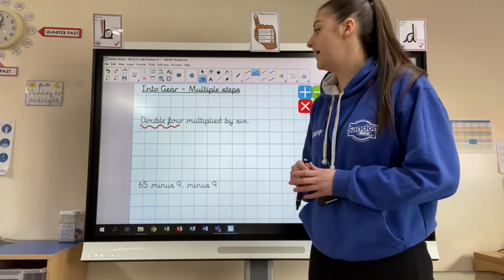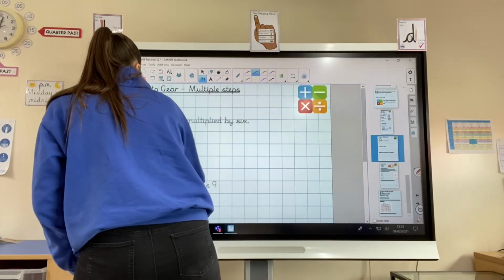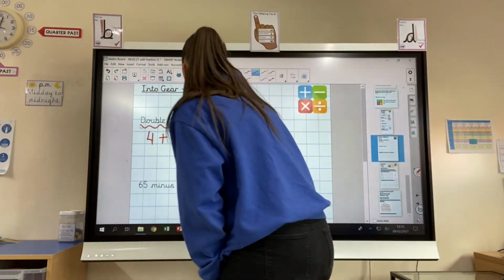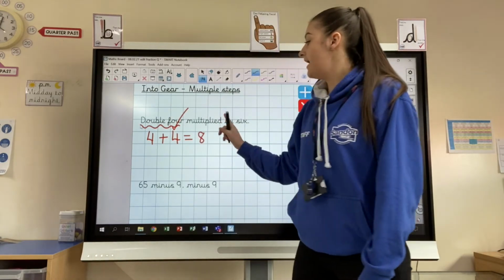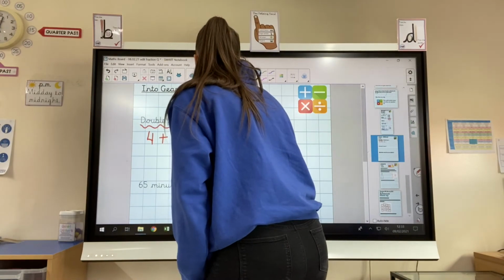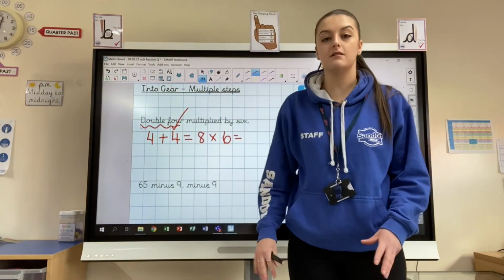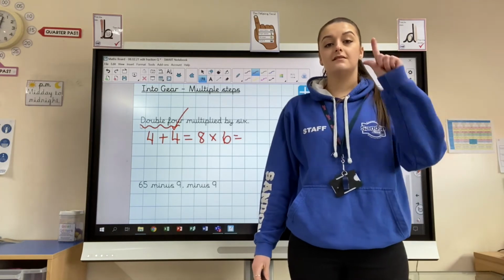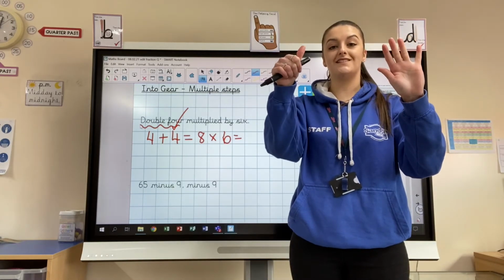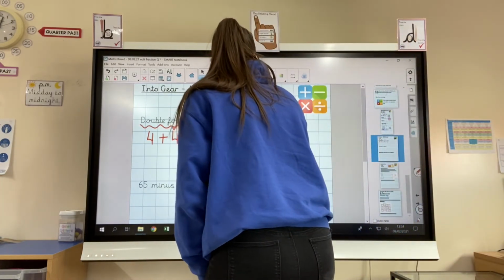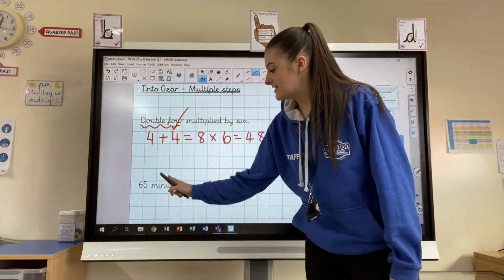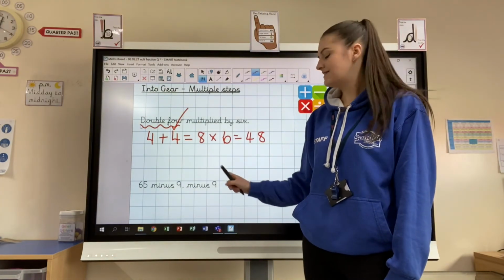So I'm going to write that out. Now, double 4, when we double a number, we add it to itself. So 4 add 4, we know that's 8. Okay, so I've done the first step. Now we need to multiply our answer by 6. So 8 times 6. Okay, so we're going to count in our 8s. So are you ready to count with me? 8, 16, 24, 32, 40, 48. Okay, 8 times 6 is 48. Right, another similar question we've got here. I've got 65 minus 9.